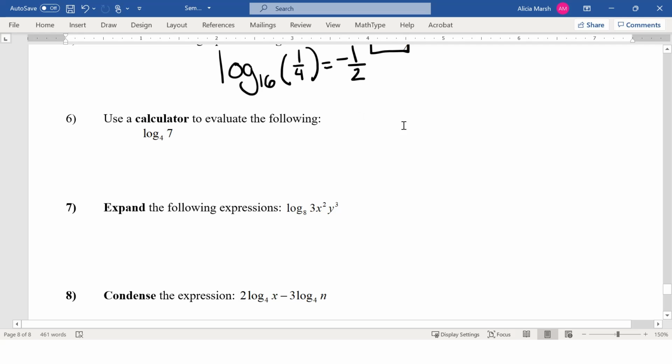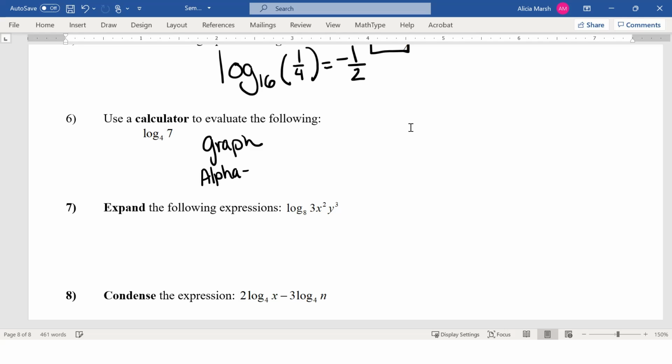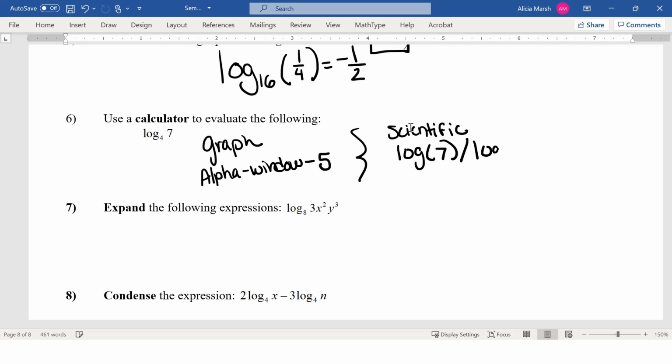Number 6, we had to evaluate using our calculator. Remember, those of you that are using your graphing calculator, you're going to be pushing the alpha button, and then you're going to push the window button, and you're going to go down to number 5. Those of you that are using your scientific calculator, you're going to want to do log of 7 divided by log of 4. So log of inside divided by log of little base.